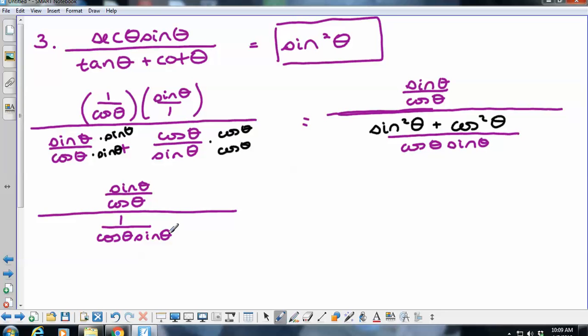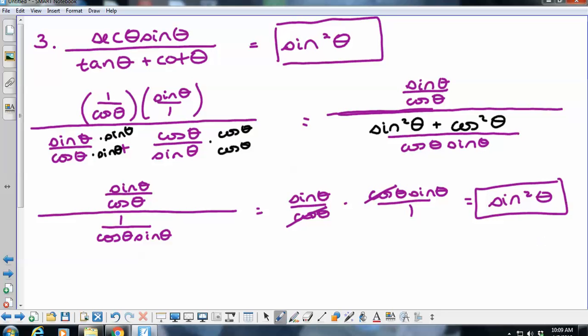Okay. How do we divide fractions? Flip and multiply. The first one stays the same, times, and then you flip the bottom one. So then what happens? Cosines cancel. You're left with sine times sine. Sine squared theta. And that's what we wanted.